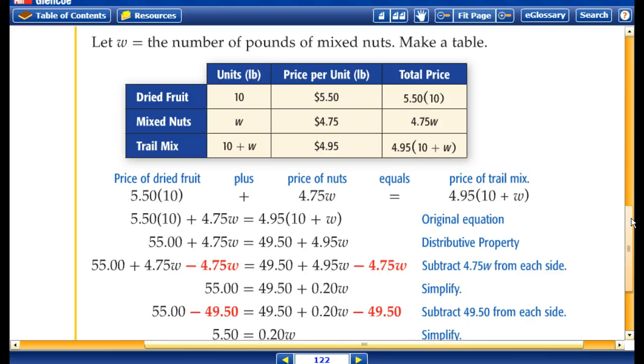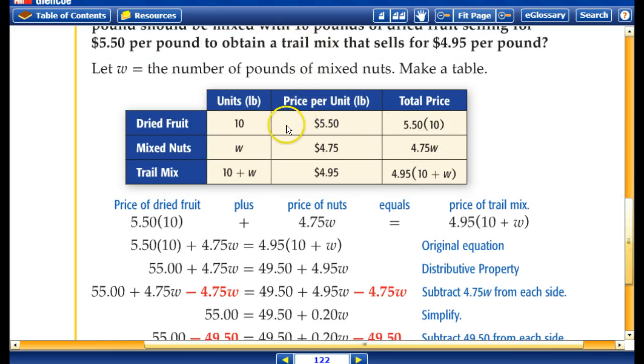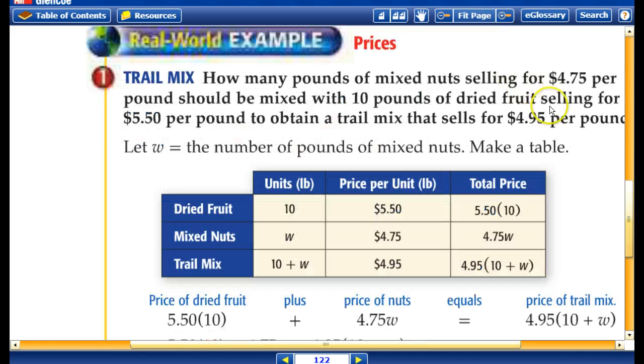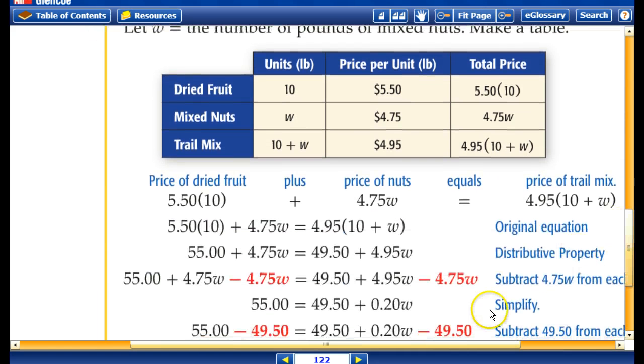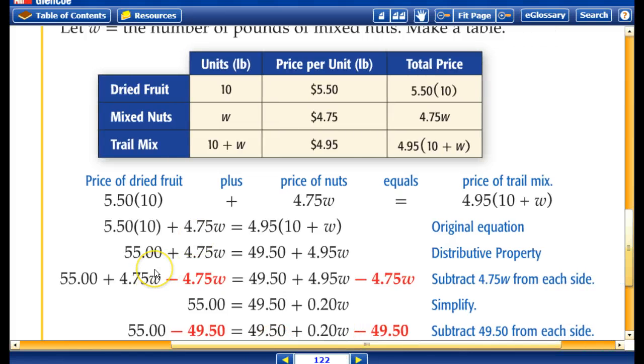Above that we have a table. So look on here and tell me, where does this equation come from? By looking at the box. Where does it come from? So where do you see 5.5 times 10, 4.75 W plus equals, and 4.95 times 10 plus W? Okay. So you see it all right here. Okay, so that makes sense. Once we fill everything out properly, we have our equation.